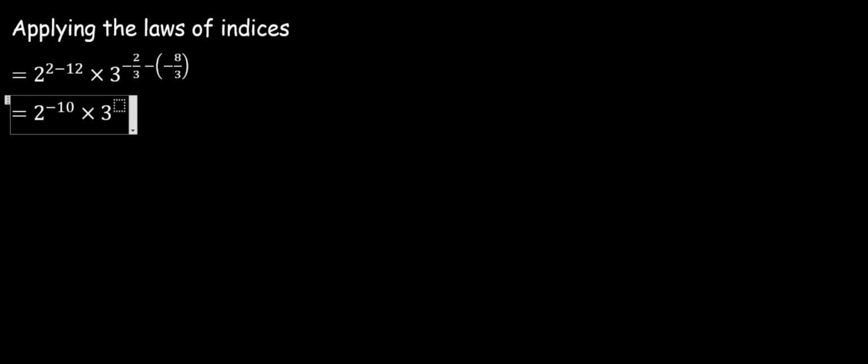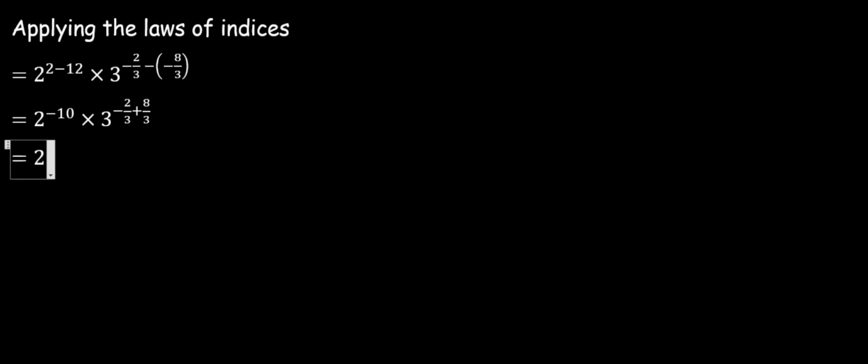When you open up the bracket, the minus becomes plus. So we now have minus 3 raised to power minus 2 over 3 plus 8 over 3. We still go further in the simplification. That will give you 2 raised to power minus 10 times, by simple arithmetic operation of the fractional power, 3 raised to power 6 over 3.